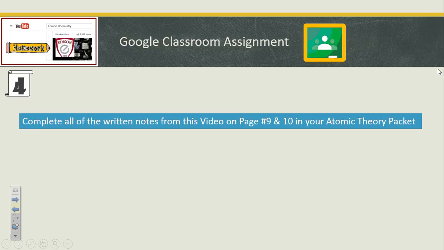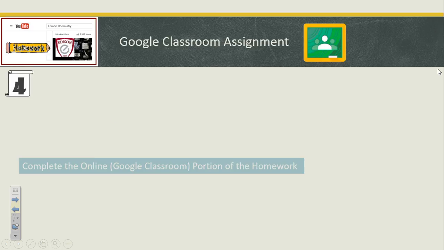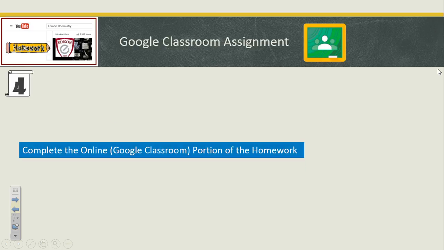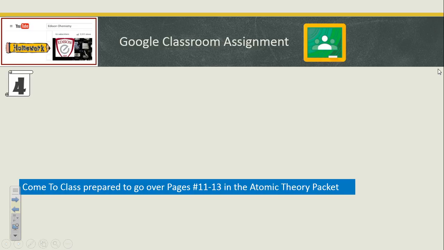So your Google Classroom assignment, finish your page 9 and 10 here, then complete the Google Classroom portion of the homework, and come to class, be ready to go over pages 11 through 13 in your atomic theory packet.